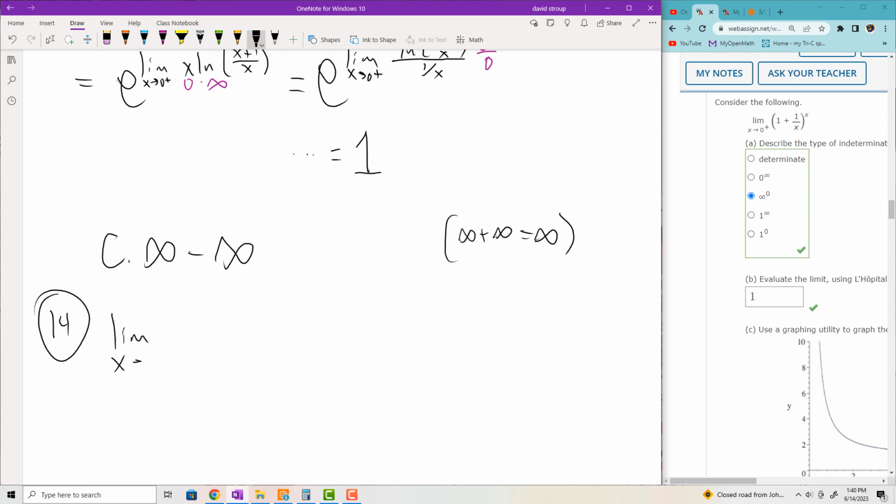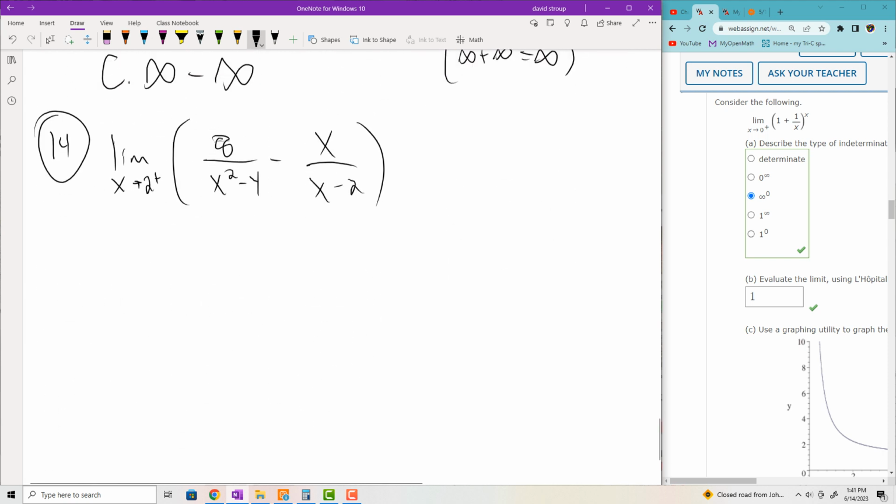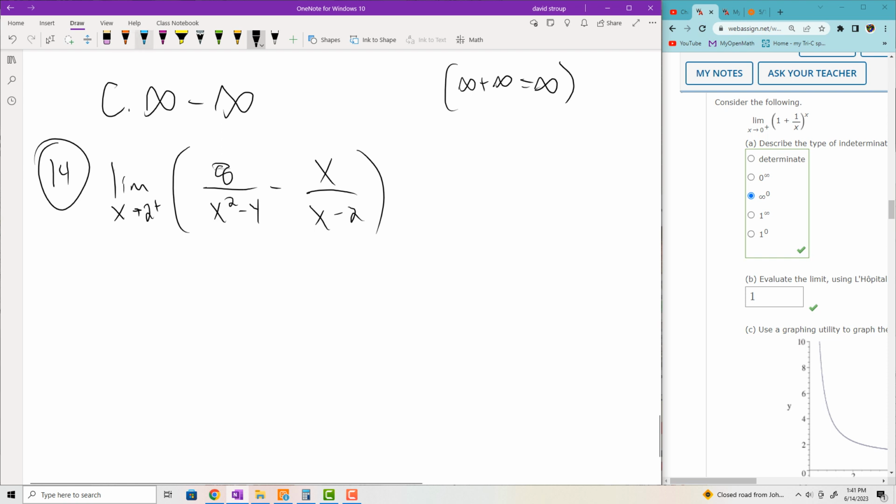The limit as x goes to 2 from the right of 8 all over x squared minus 4 minus x all over x minus 2. Okay. So as usual, we kind of want to figure out what is the form.